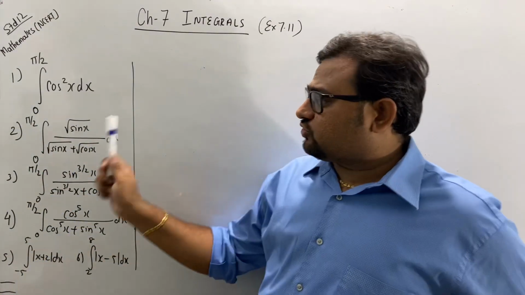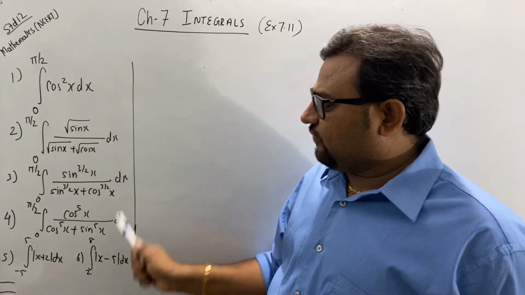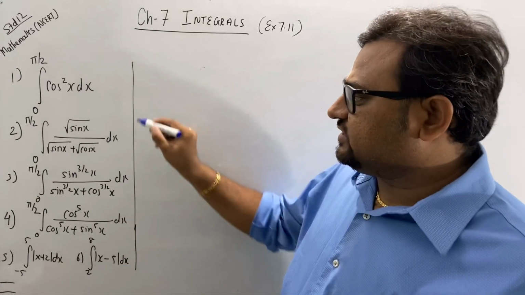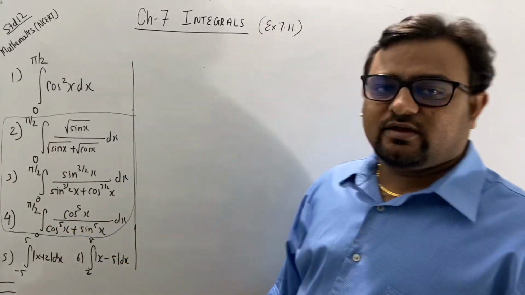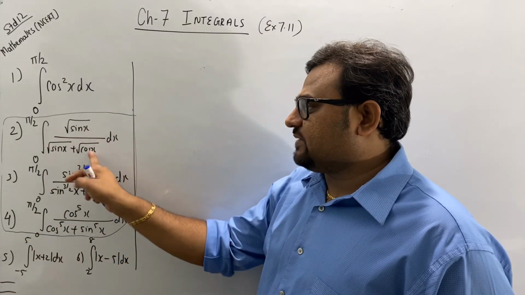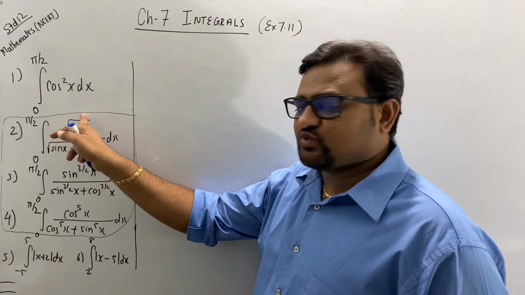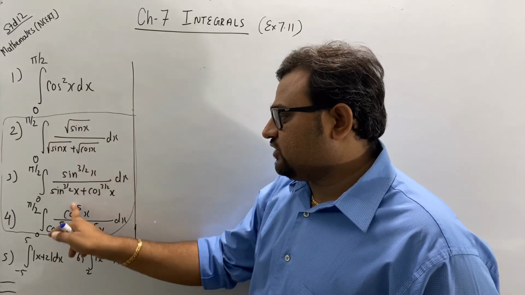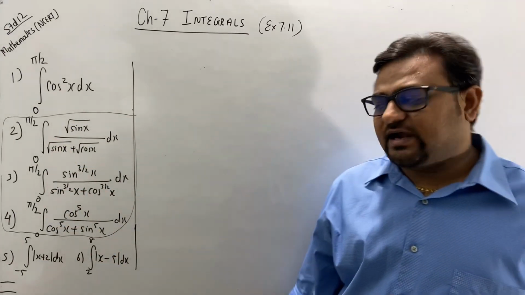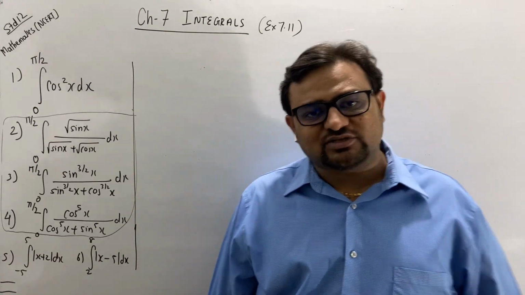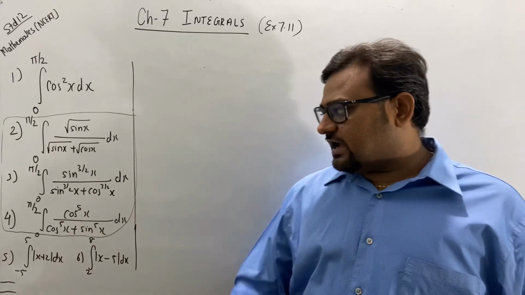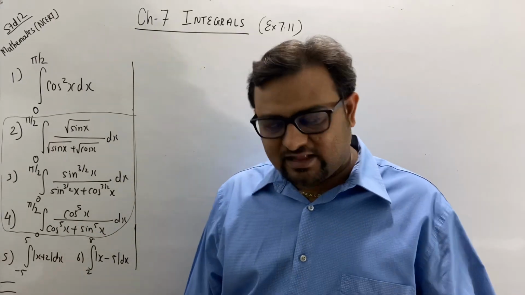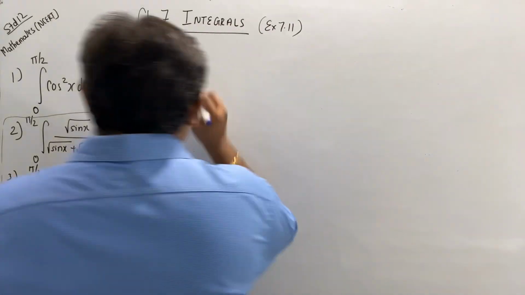See, questions 2, 3, and 4, all these three questions are similar. See here, sine upon sine plus cos, the power here is 1 by 2, 3 by 2, and 5 by 2. So all three are similar questions. So I will solve only one. I will solve the second one, and the third and fourth I am giving you for yourself. Okay, so now let's see the second one.